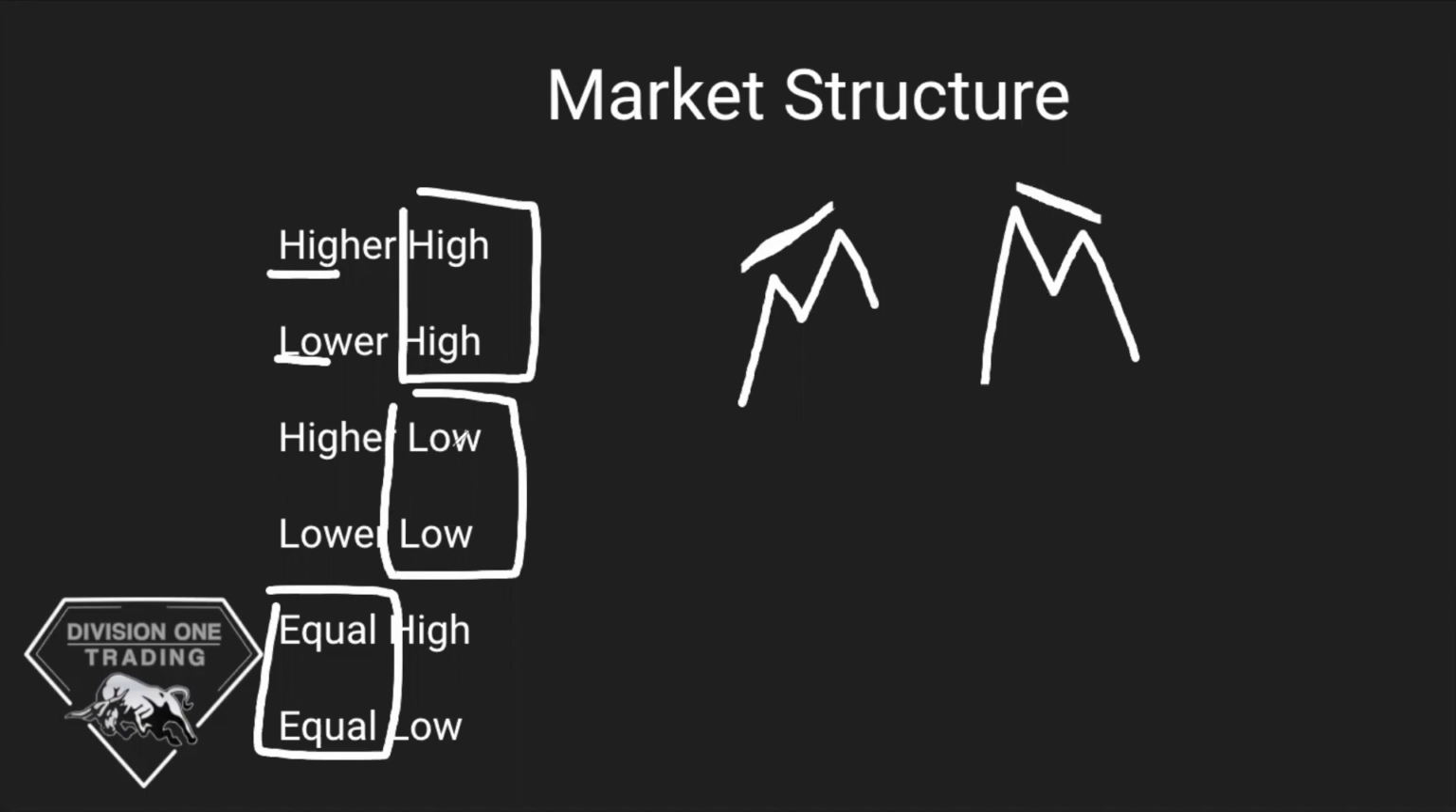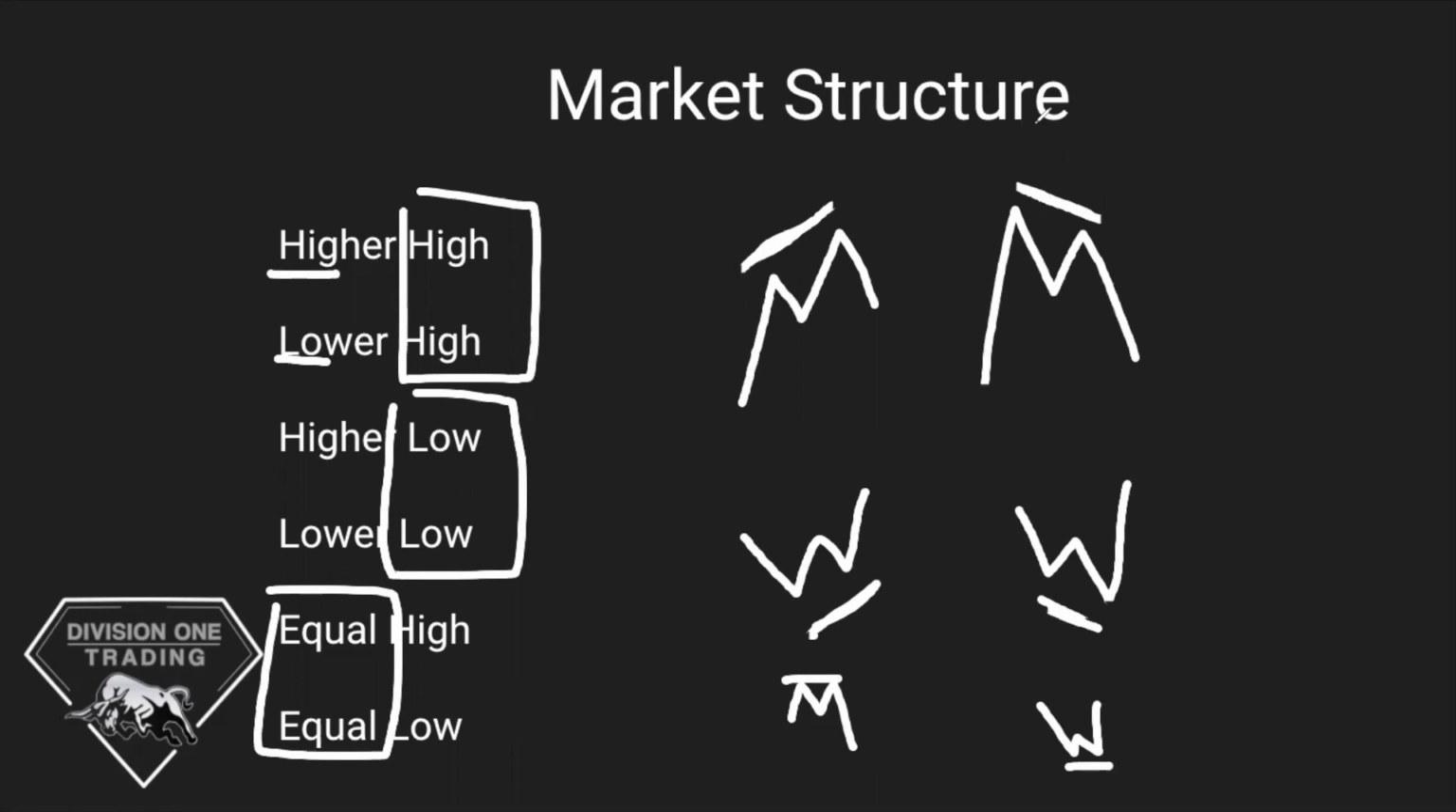So when we're looking at a higher low, we know that we're looking at the low, and the second one is higher. So this one here, we're still looking at the low, but now the second one is lower, right? And then we have equal highs and equal lows. That's just a double top, double bottom.